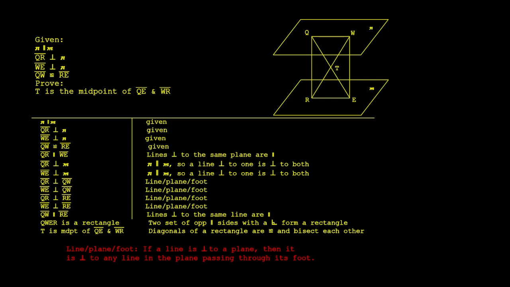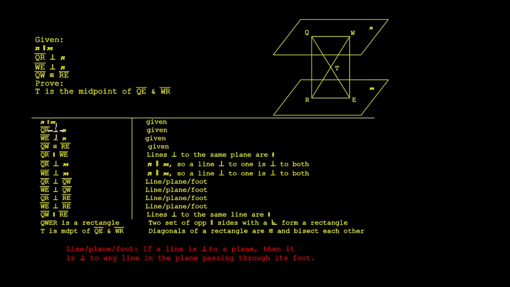In this video, we will be doing a 3D proof involving parallel planes and lines perpendicular to the planes. So we've got our givens and prove here. Also down here, we will run through the proof and put it on the diagram. So first, n is parallel to m, given. Plane n is parallel to plane m.